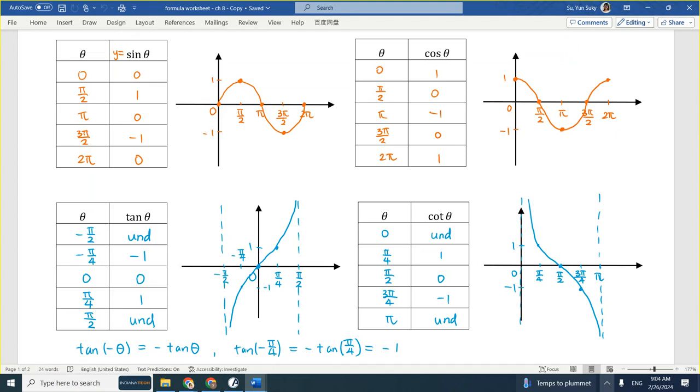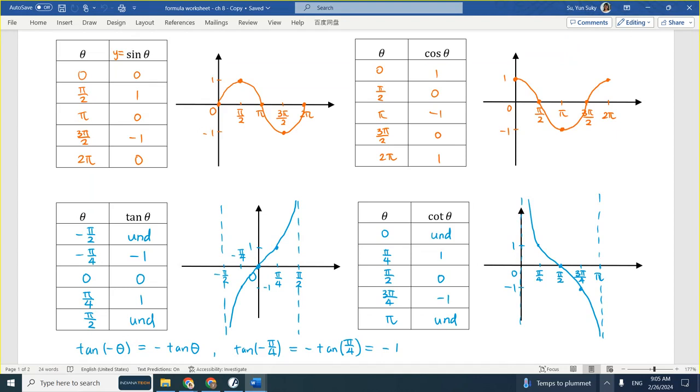The shape looks like x cubed, and here we have a vertical asymptote. When theta is negative pi over 2, we get undefined, a vertical asymptote. And then we have -1, 0, 1, and undefined. So the shape looks like this, and we have infinitely many copies of those. Still remember?